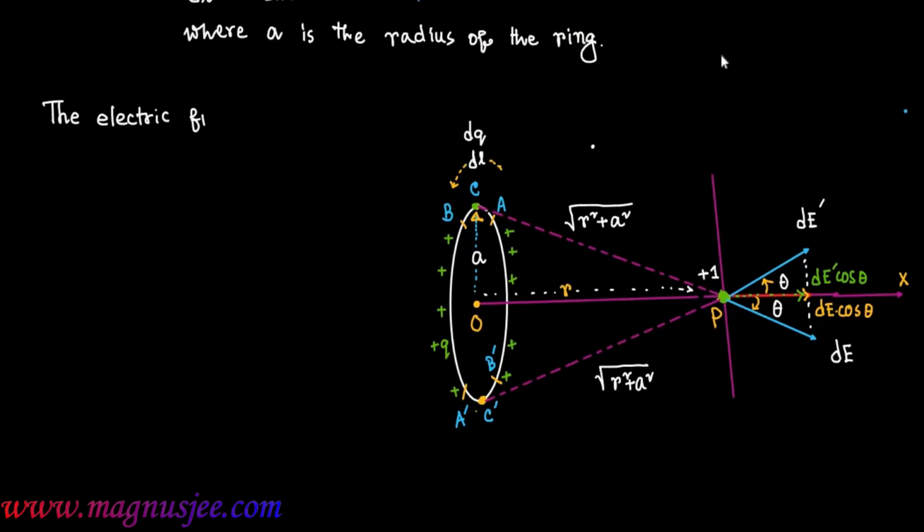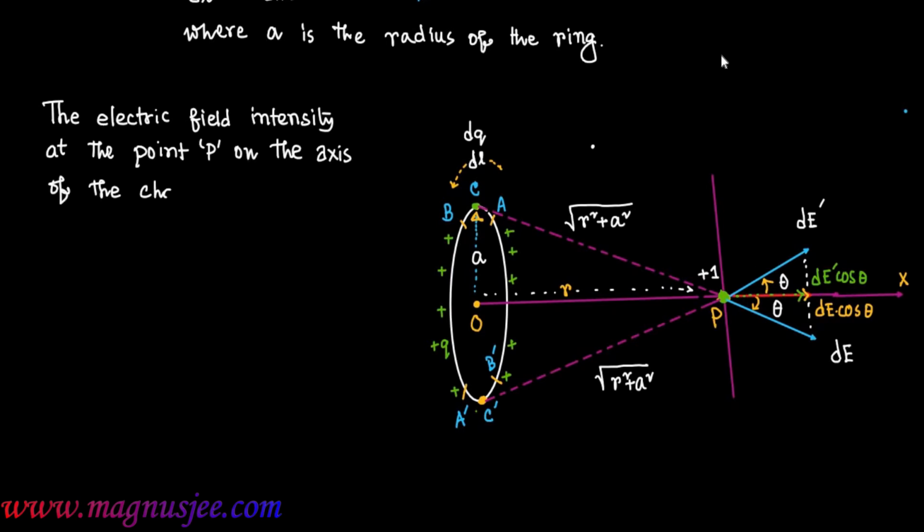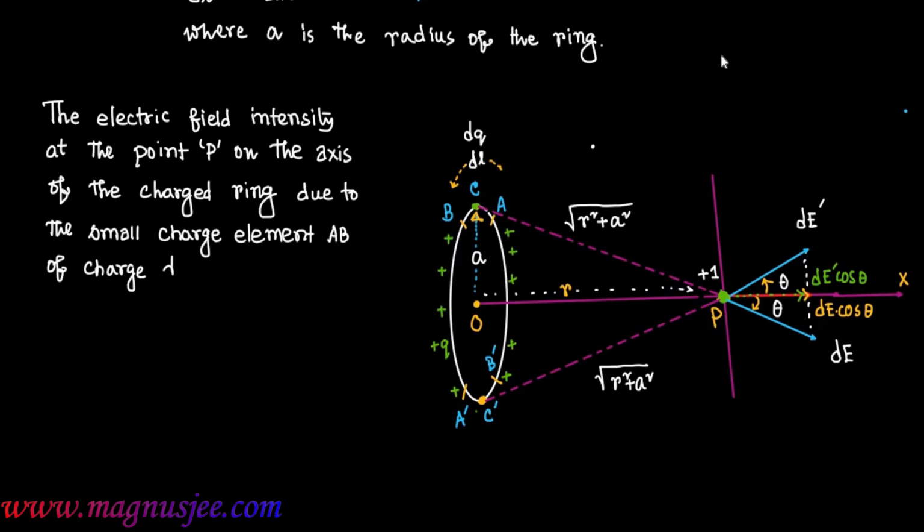The electric field intensity at the point P on the charge ring, on the axis of the charge ring, due to the small element AB of charge dq, is given by dE equal 1 by 4 pi epsilon 0 dq divided by CP whole square.